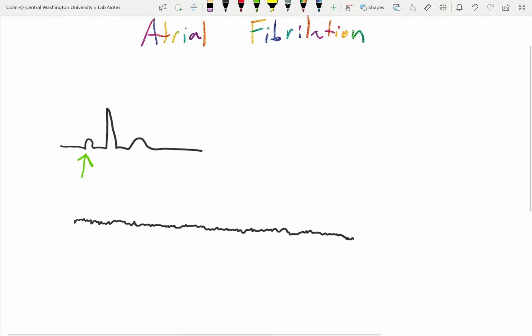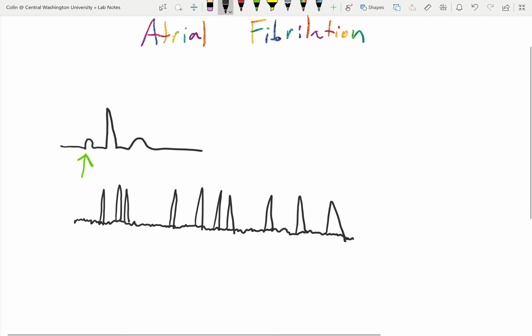And the AV node, like we just said, is allowing some through and not allowing others through. And so what you'll get is you'll get QRS complexes, ventricular beats, but they are not evenly spaced. You'll see that they're irregularly irregular. It's all over the map.